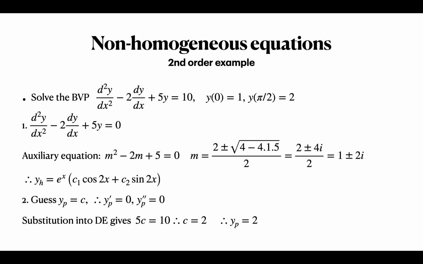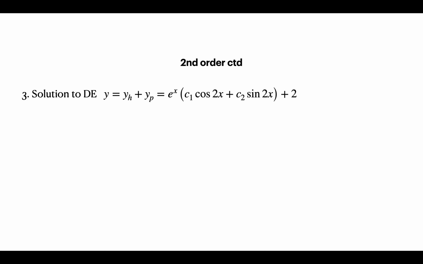So your solution then to the differential equation is you add yh and yp, and that's what you get. That's the solution to the differential equation. It's the sum of the homogeneous, the complementary function, or the general solution, and the particular integral. And in this case, the particular integral is 2. All right. Now, guys, we have to apply our boundary conditions.